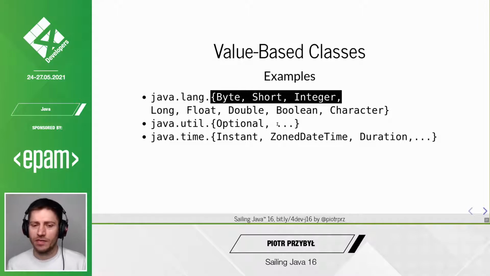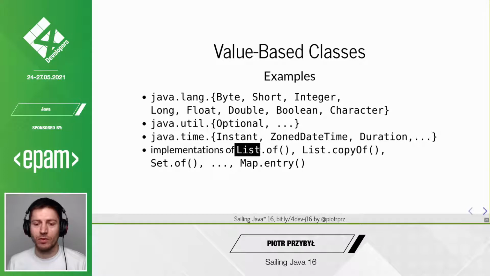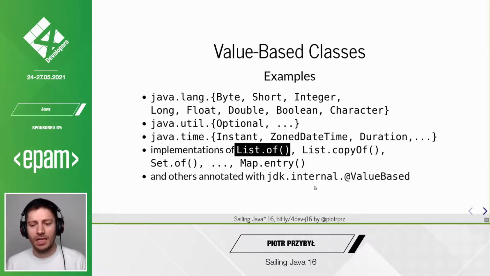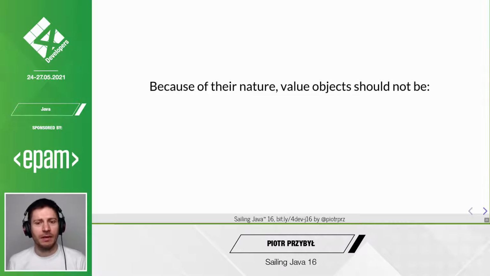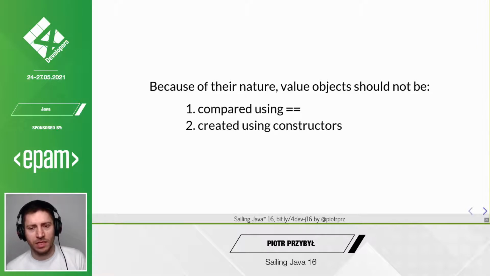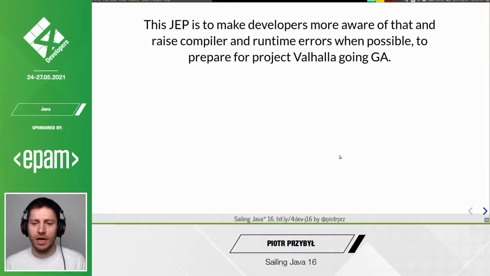We also have many classes from the java.time package, and also the classes used by methods like List.of, List.copyOf, Set.of, and so on. There are others too, and in theory it should be everything annotated as a value-based class, at least for the time being. Because of this nature, such objects shouldn't be compared, I can't stress it enough, using double equals. They shouldn't be created using constructors, and they shouldn't be used for synchronization, right?